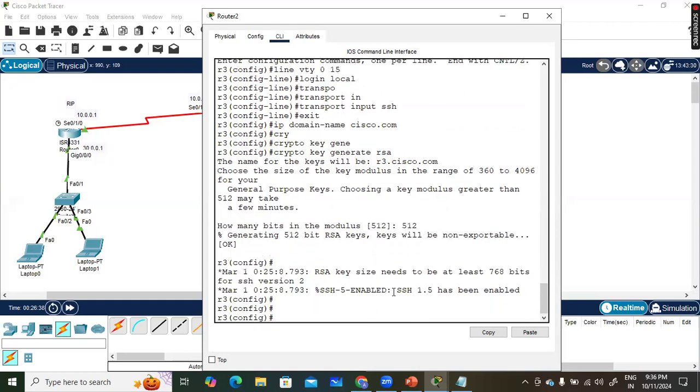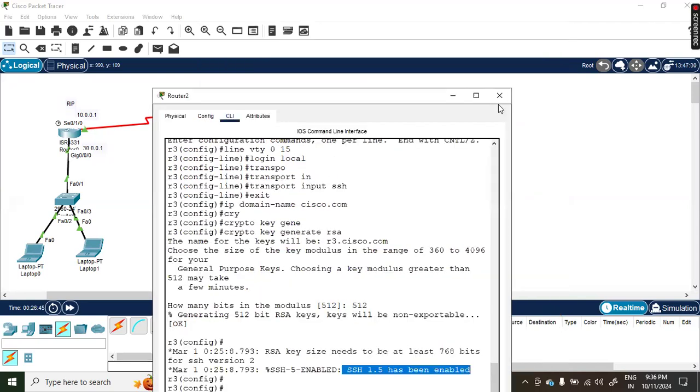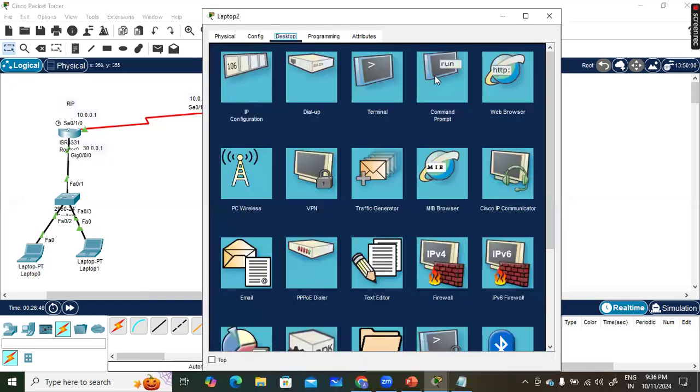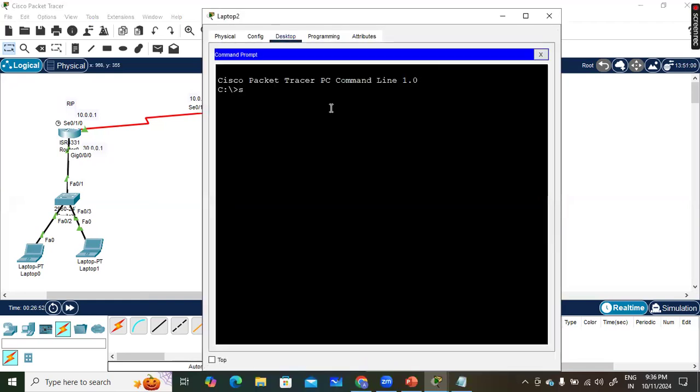You see SSH 1.5 has been enabled now. Okay. Now, how to use this? How to access this? Just pick any PC. Just write SSH -l. R3 is the router host name, and now give the IP address, which is 10.0. Oh, sorry, it's 30 now. 40.1. Sorry, 40.1. It's asking for the password. Just write Abhi.